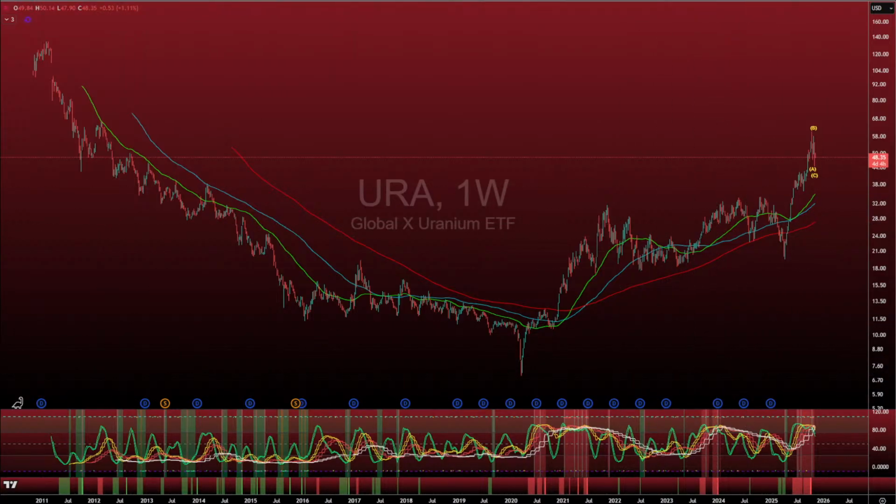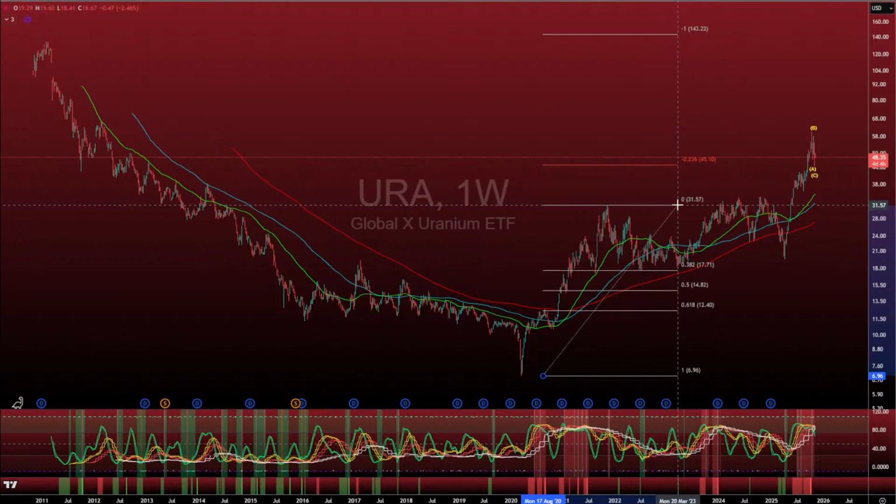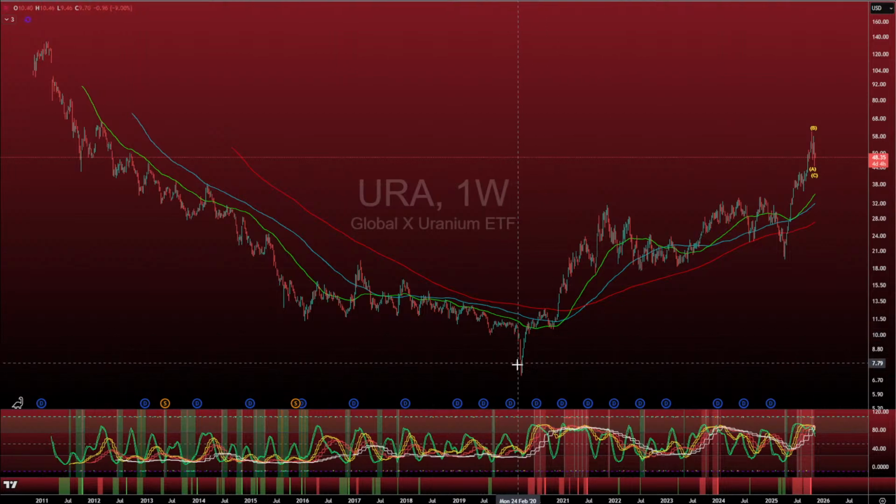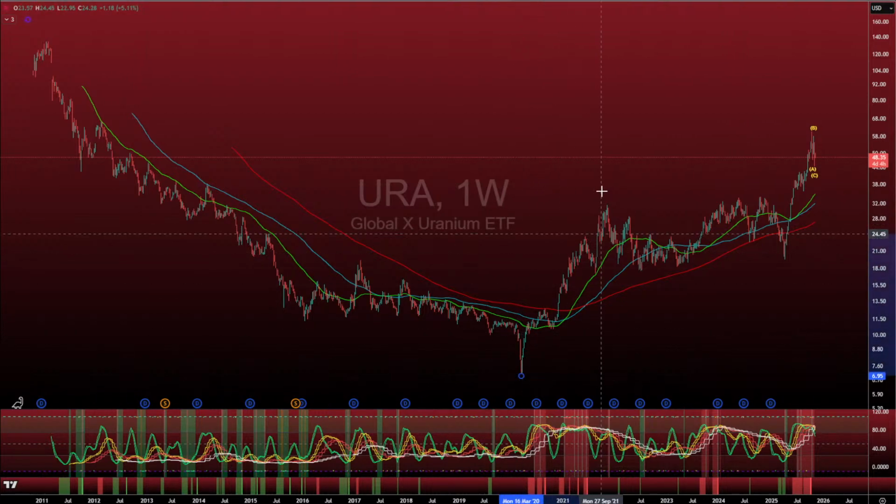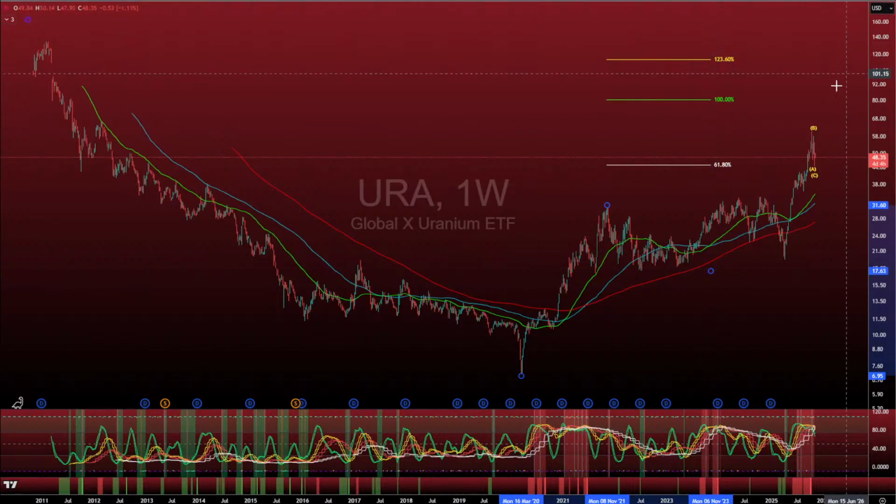But if I'm looking at this low to this high, and where did we pull back to? We came right back to the 382. That alone is a sign of strength. So then let's go ahead and measure this and see where we might be looking to land.